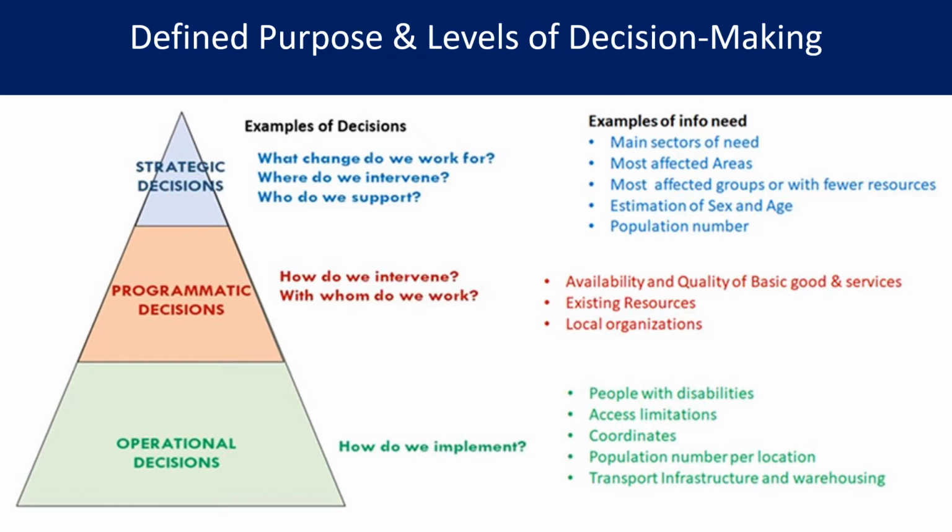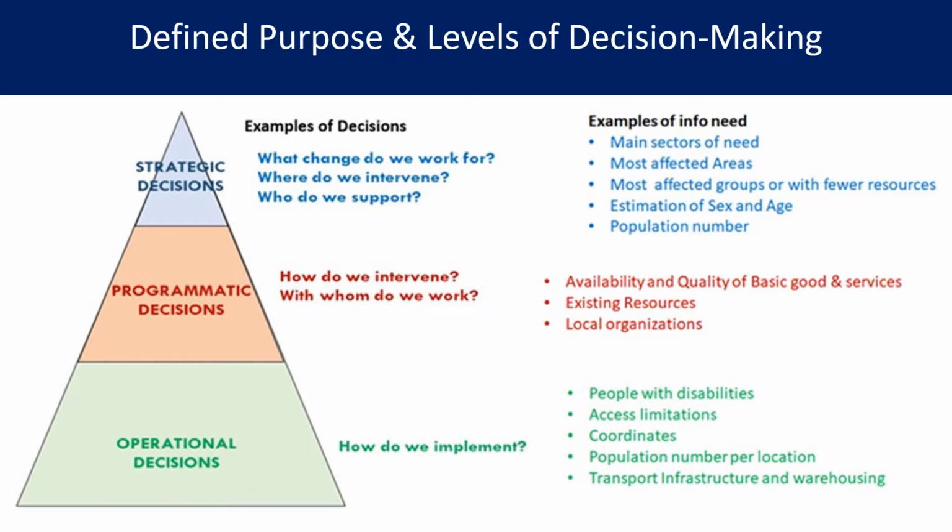The second level, what we call programmatic decision making, is about making decisions on the modality of responses. How do we intervene? What partnerships do we use? Who do we work with? Do we work with civil society and national organizations, or do we work with international partners, or with authorities and ministries and so on? The third level, operational decision making, has to do with how we implement in each specific location. As you can see from the examples on the slide, each decision-making level needs different information. Let us look at some examples.